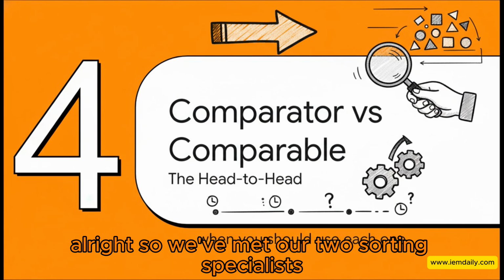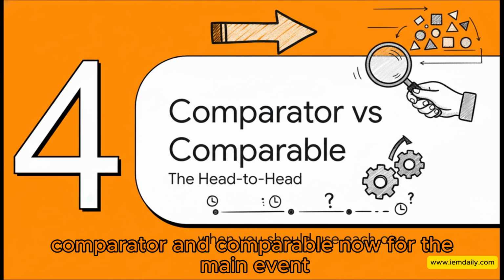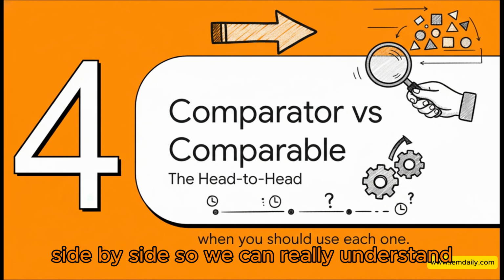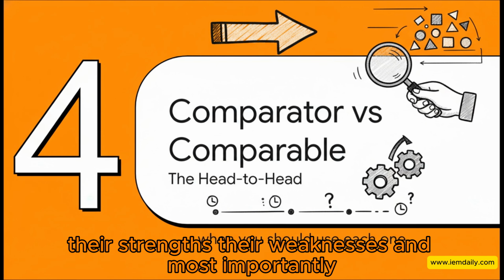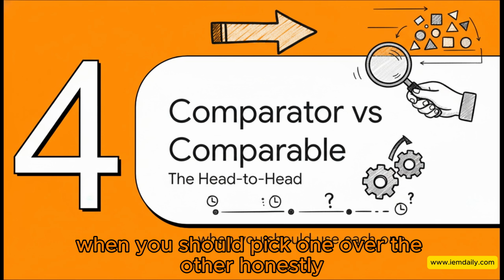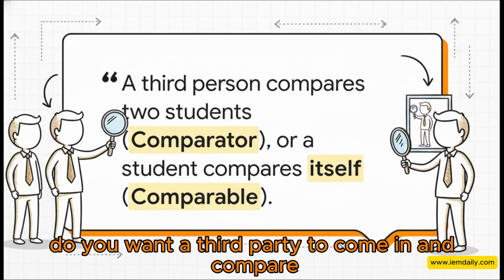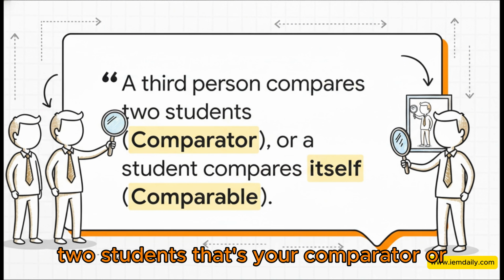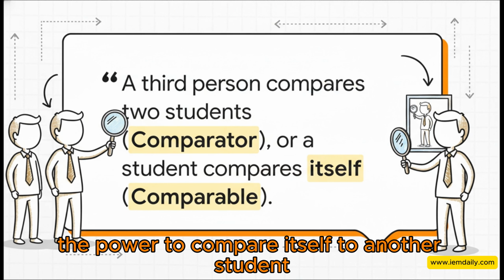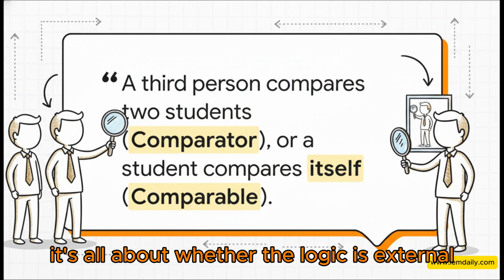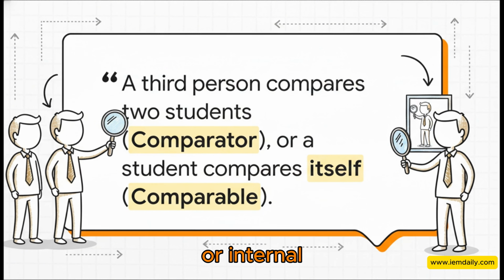All right, so we've met our two sorting specialists, Comparator and Comparable. Now for the main event. Let's put them in the ring, side by side, so we can really understand their strengths, their weaknesses, and, most importantly, when you should pick one over the other. Honestly, this is the perfect way to remember the difference. Do you want a third party to come in and compare two students? That's your Comparator. Or do you want to give the student the power to compare itself to another student? That's Comparable. It's all about whether the logic is external or internal.